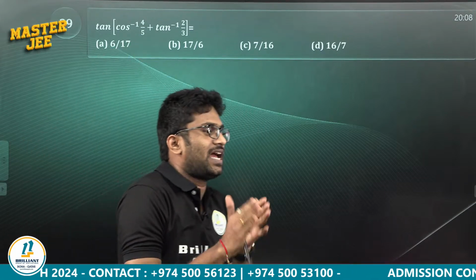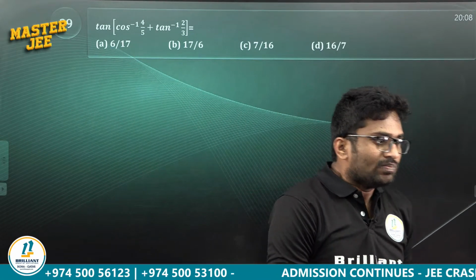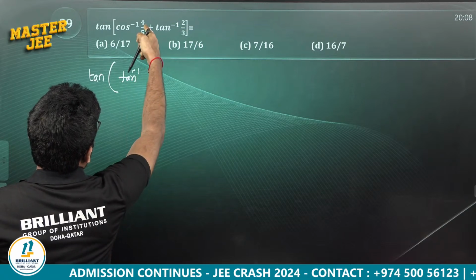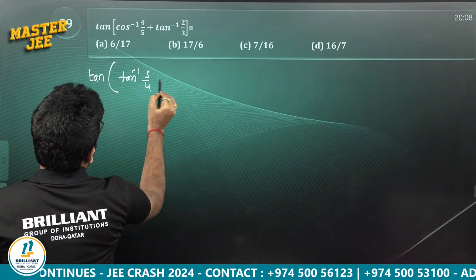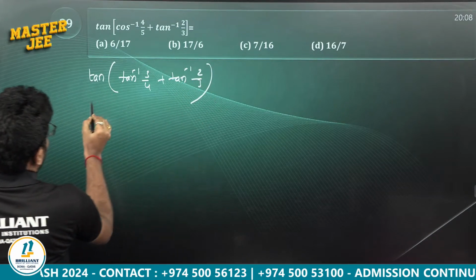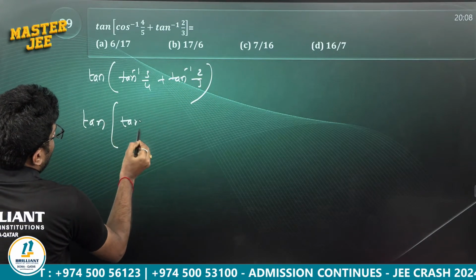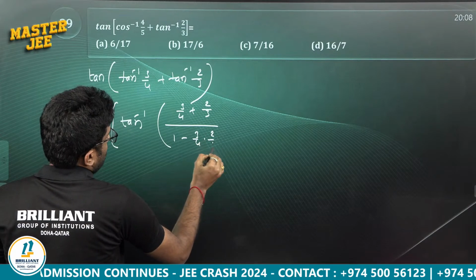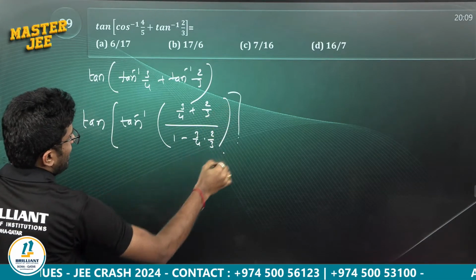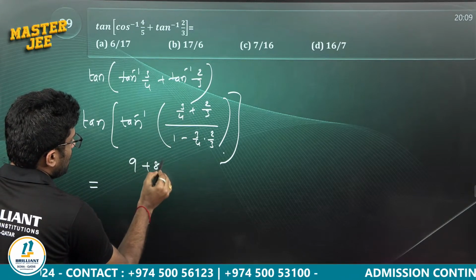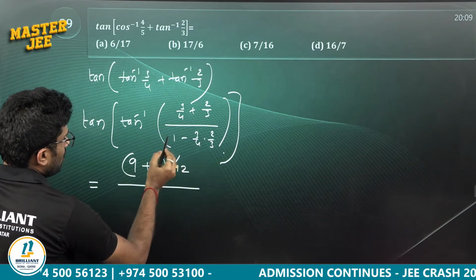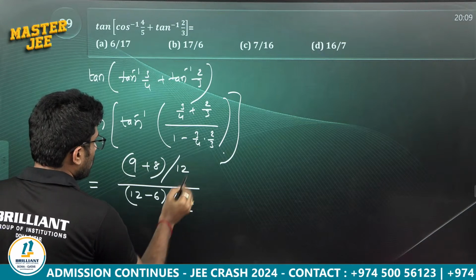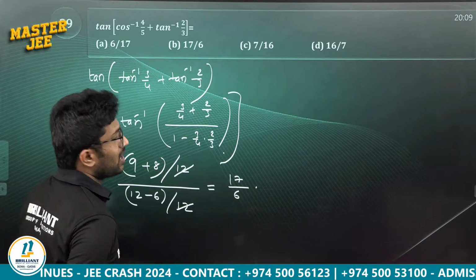This cos inverse 4 by 5 first has to be expressed in terms of tan inverse. So we have tan inverse of 3 by 4 plus tan inverse of 2 by 3. First let's try to simplify. Now this is tan inverse of (x plus y) by (1 minus xy): (3 by 4 plus 2 by 3) by (1 minus 3 by 4 into 2 by 3). So it becomes tan inverse of only this angle. Directly, 3 3s are 9 plus 4 2s are 8, whole divided by 3 4s are 12, minus 6, whole divided by 12. 12 gets cancelled. 9 plus 8 is 17 divided by 6. The answer is directly 17 by 6.